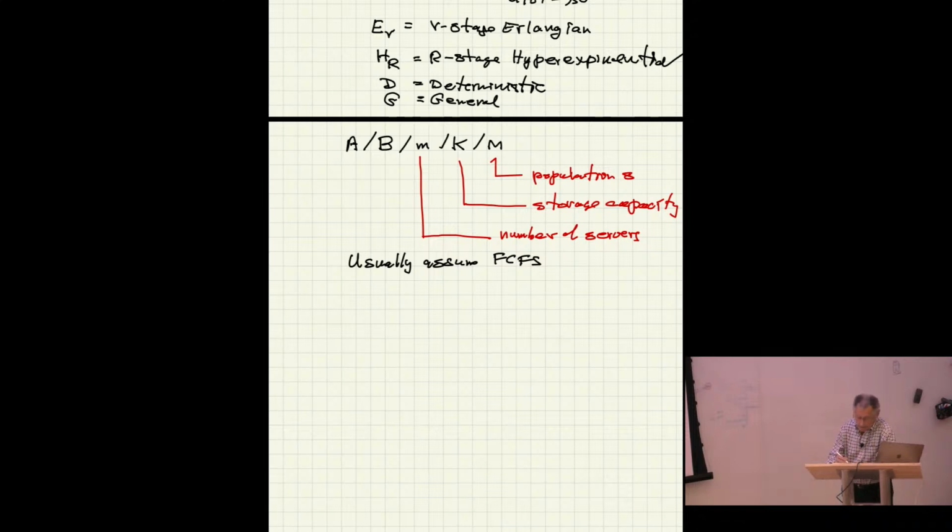Now I want to make a few definitions. I'm going to let the symbol C sub n denote the nth customer to arrive. N is time.